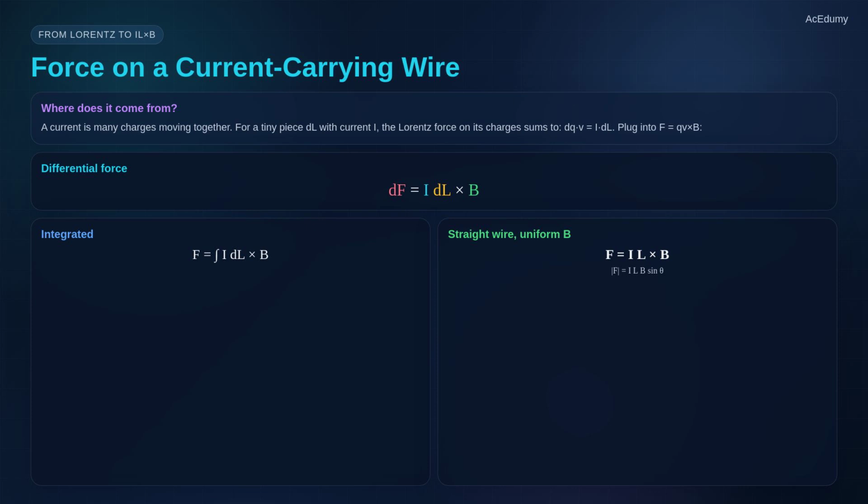For a straight piece of wire of length L in a uniform field, this simplifies to F equals I L cross B. Magnitude is ILB sine theta, where theta is the angle between the wire and B. This is the formula behind every electric motor. A current-carrying coil inside a magnet feels a force, and if the geometry is right, that force turns it.